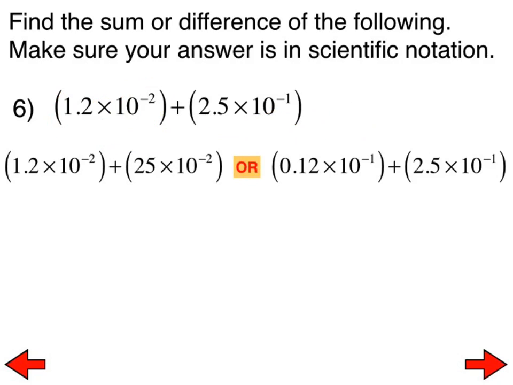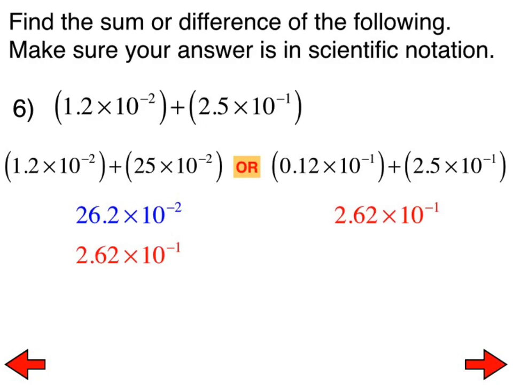Either way, it doesn't matter. Just make sure that your answer is in scientific notation. The one on the left, I didn't have it in scientific notation. I'll have to make one more change. The one on the right happened to automatically be in scientific notation when I combine like terms. Either way, it doesn't matter. But you should have ended up with 2.62 times 10 to the negative 1 power. Any questions about number 6?